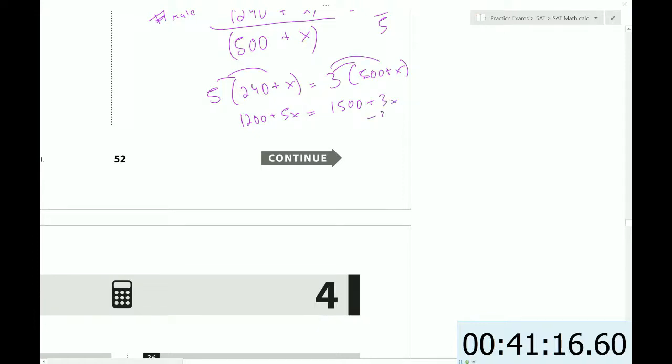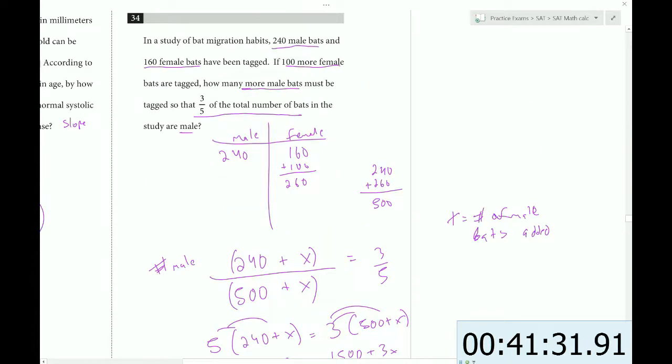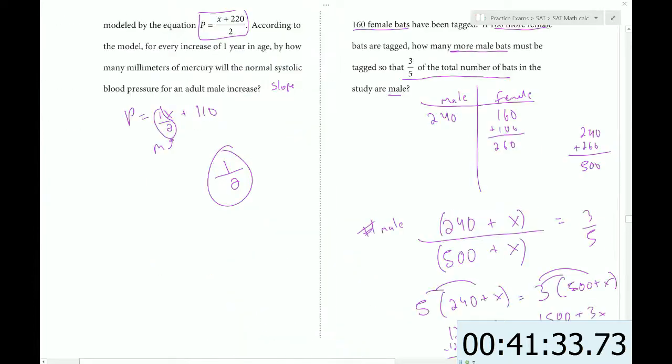Then we deal with the x's first, so we subtract 3x, gives us 2x. We subtract then the 1200, and that gives us 300. We divide by 2 on both sides, and that gives us x equals 150. So 150 more male bats, and we'd have our 3/5 ratio.